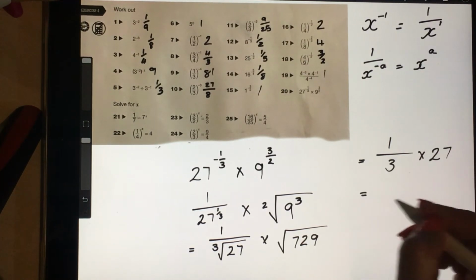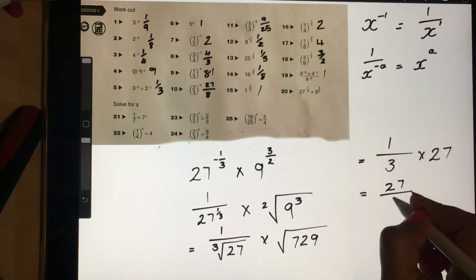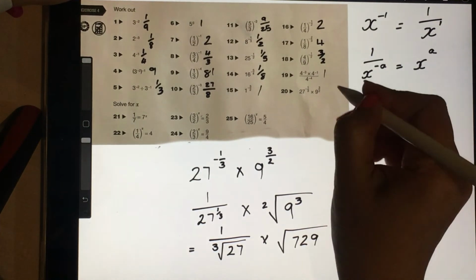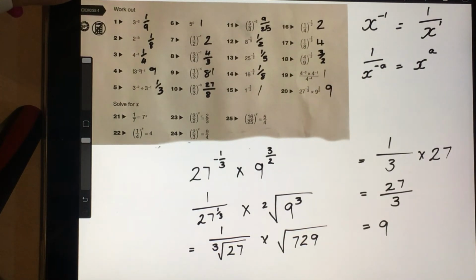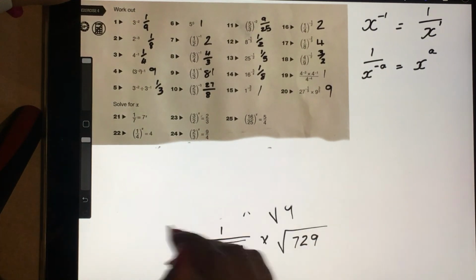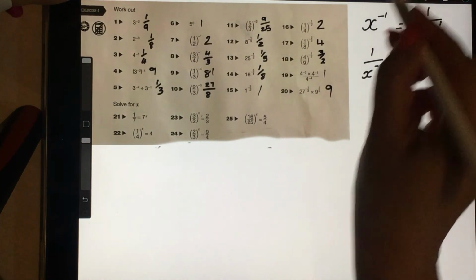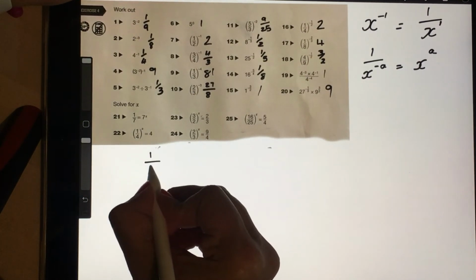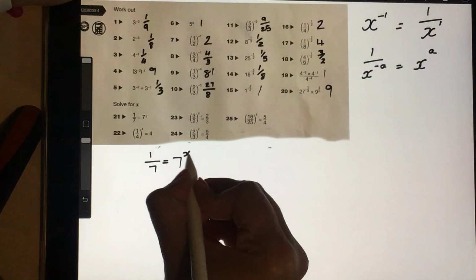Then I say 1 times 27 is 27 over 3, and 27 divided by 3 is 9. So your answer for number 20 is 9. Right, now we get to the more difficult examples in this exercise. The last 5 typical exam questions. They ask 1 over 7 is equal to 7x.